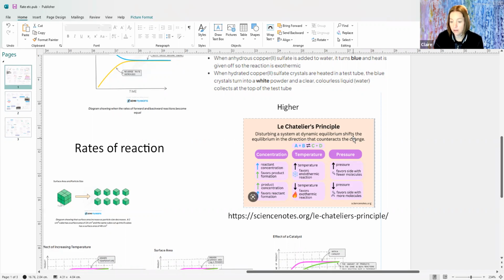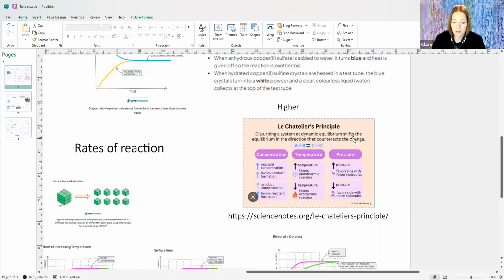Pressure favours the side with the smaller number of molecules, for the same reason: it's just space. Temperature favours endothermic reactions. If you lower the temperature, it favours the exothermic. That makes sense: endothermic requires energy from the environment. If you increase the temperature, it is going to go straight into the reaction and favour the endothermic direction of that equation. And typically in the exam question, they will tell you which way is which for exo and endo, so don't panic about that.